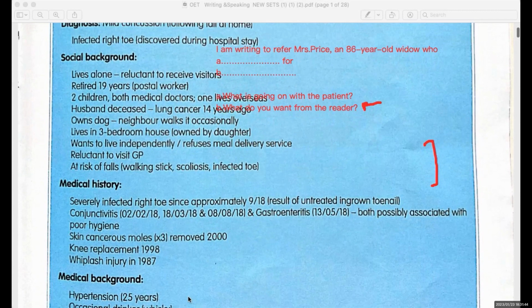Maybe a little bit. She is pretty dirty, has had conjunctivitis, gastroenteritis. Yes, that means she's not able to take care of herself. But the social background proves why we need a home visit. First of all, she's 86 years old. That's pretty old, isn't it? Lives alone, doesn't want any visitors, retired. Maybe we can mention two children at the most. Husband deceased, but we do not need to mention the lung cancer. Owns a dog. We don't care. The reader knowing that the patient has a dog, how does it change anything?